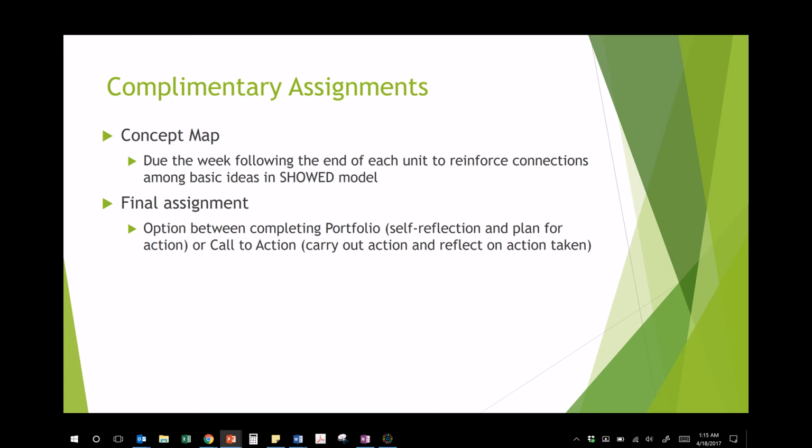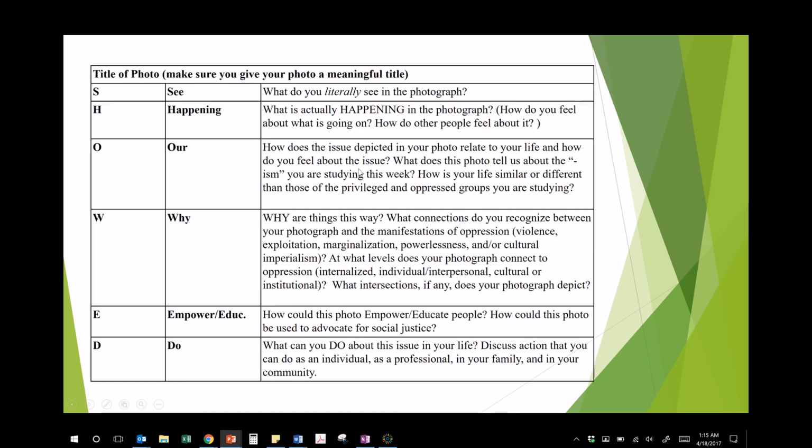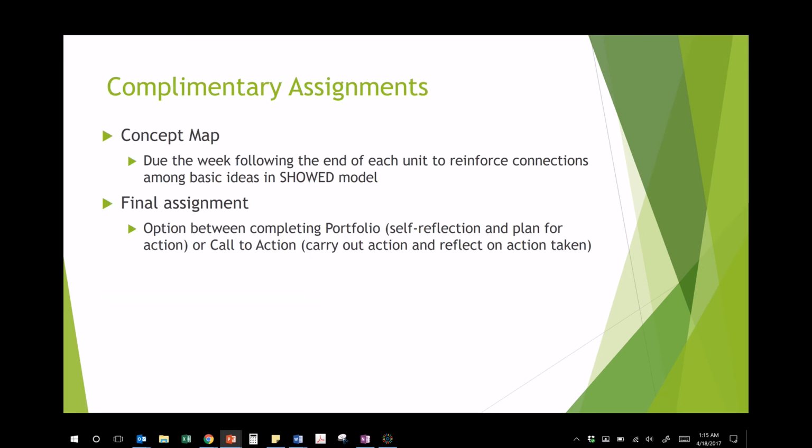There were also 2 complementary assignments in the course that reinforced the Photovoice journal assignment. There was a concept map, a new assignment that essentially asked students at the end of each unit throughout the course, and there were basically 4 different units, to provide a visual summary of the concepts, with the idea that they would be able to take the Showed model, for example, and really understand how exploitation functioned in all the different isms, or how institutional forms of oppression might occur in all the different isms.